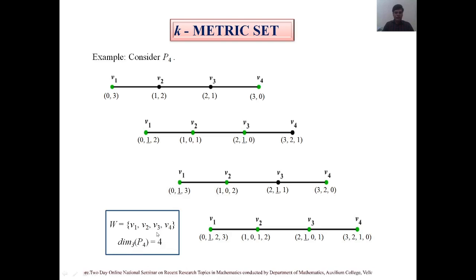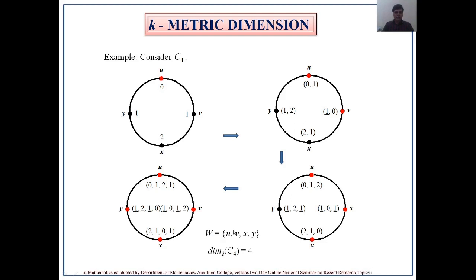This 4 represents number of elements in the set W. This 3 represents in how many places it varies. That means in the representation how many places there is a variation. Here I have given an example of cycle C4 on 4 vertices. For this cycle on 4 vertices, again you have to accommodate in the set W all the 4 vertices, so that you will get 2 metric dimension of C4, that is 4.